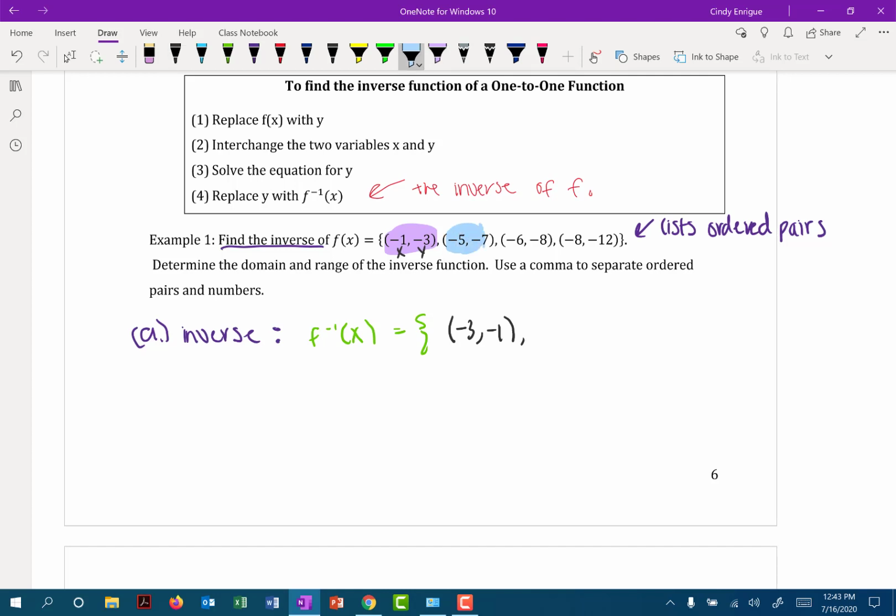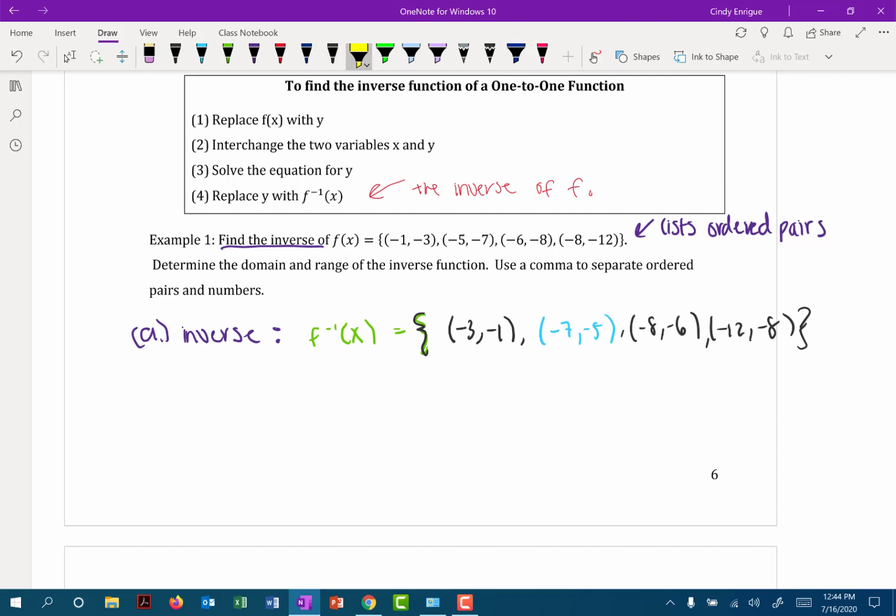Here's my second, where I have my x and my y. Now I'm going to switch it, -7, -5. I keep doing that for all of my ordered pairs. So I have -8, -6, and -12, -8. And I close it with those braces. So what I did is I took each ordered pair and I switched the order. So that is going to be my inverse.